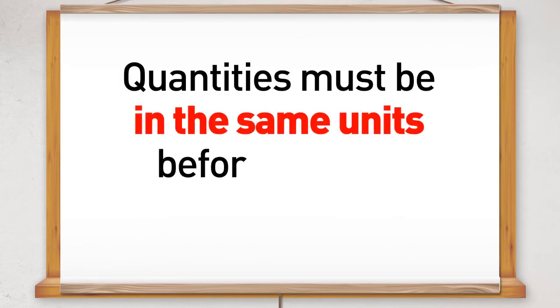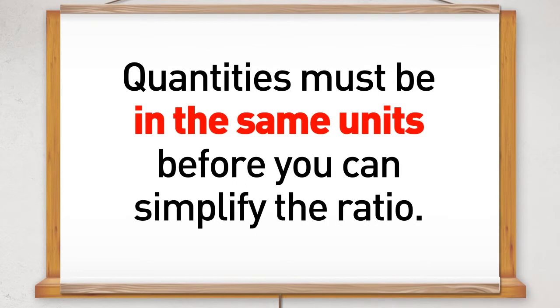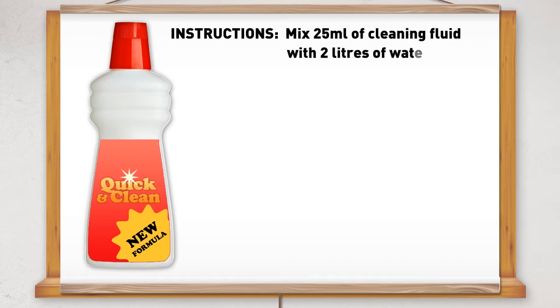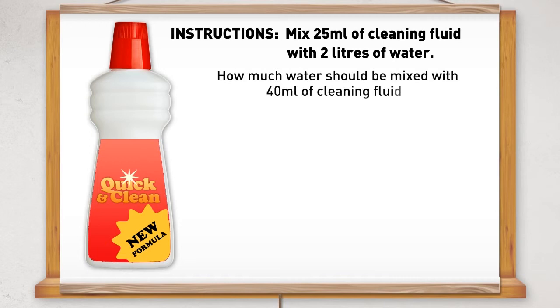Quantities must be in the same units before you can simplify the ratio. In this next example, a bottle of cleaning fluid has instructions to mix 25 millilitres of cleaning fluid with 2 litres of water. We need to find out how much water should be mixed with 40 millilitres of cleaning fluid. In this example, the cleaning fluid has been given in millilitres and the water has been given in litres.